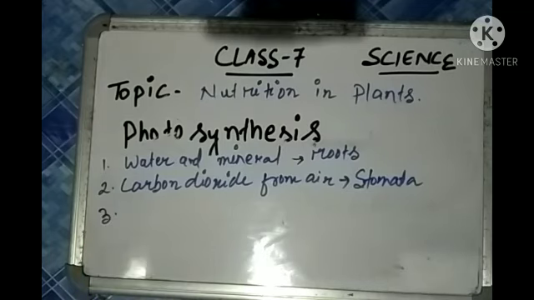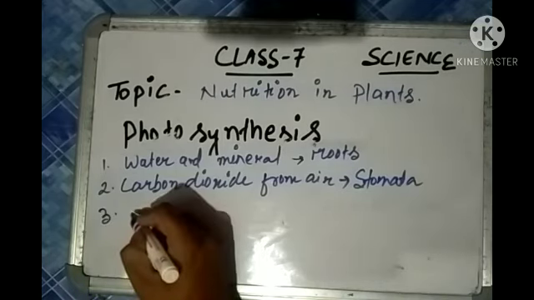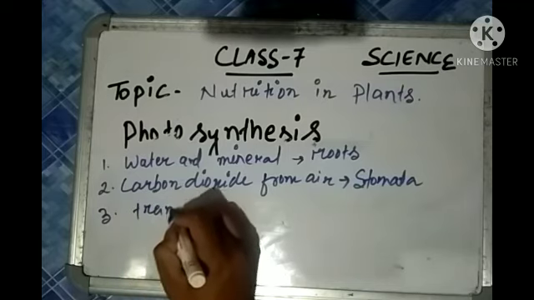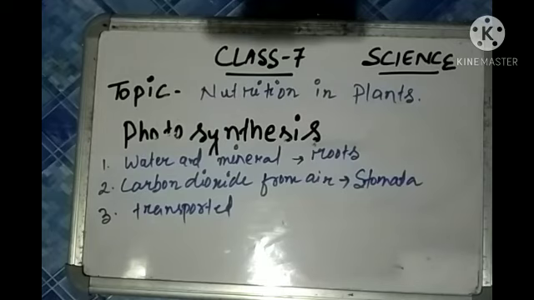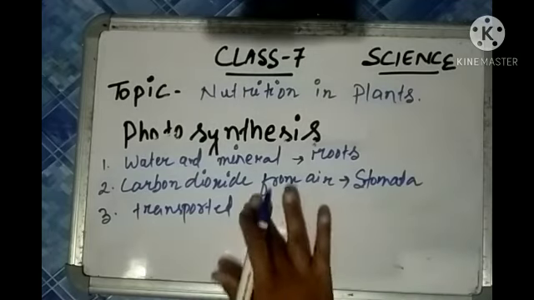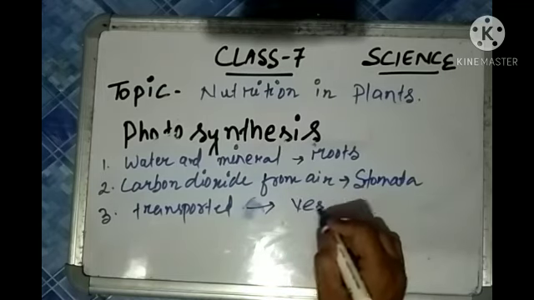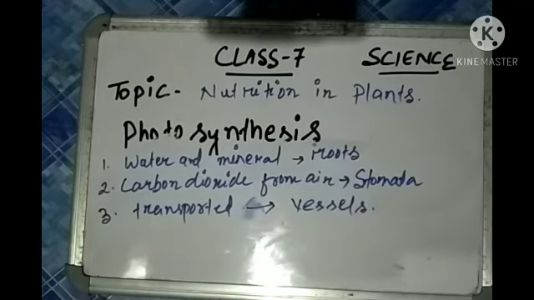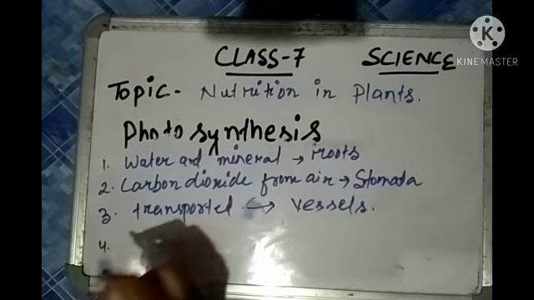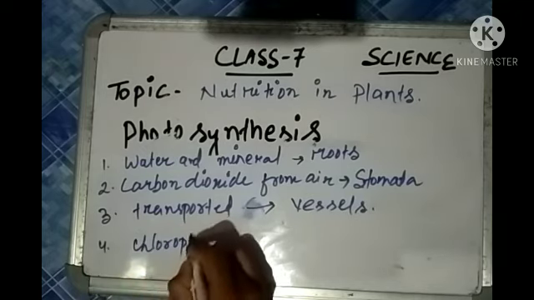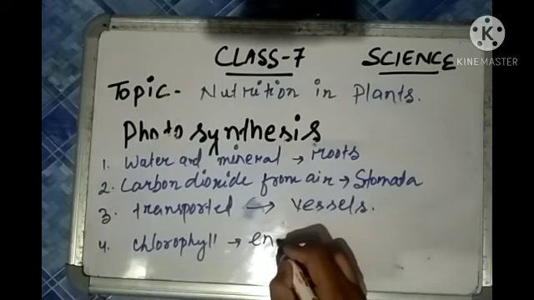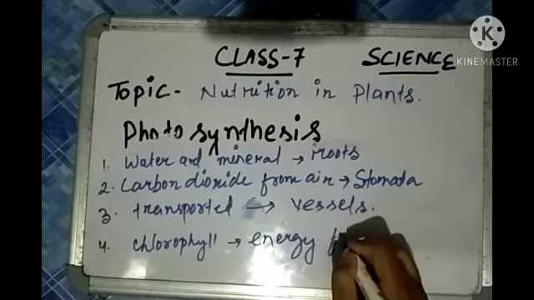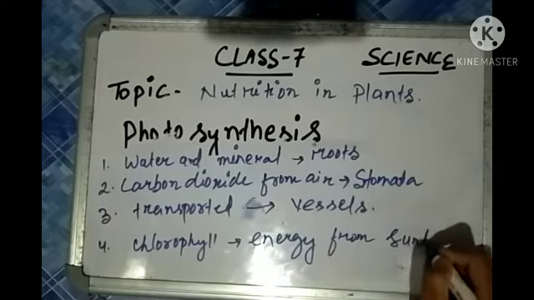Third point, water and minerals absorbed by the roots are transported with the help of what? With the help of vessels. The fourth one is chlorophyll, which is present in the leaves. Chlorophyll, which is present in the leaf, helps the leaves to capture energy from sunlight.